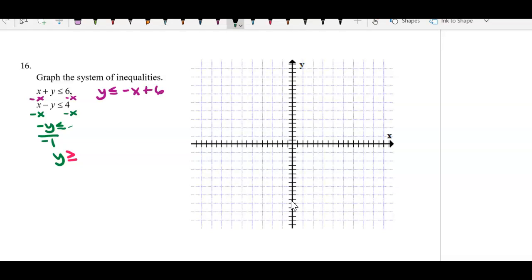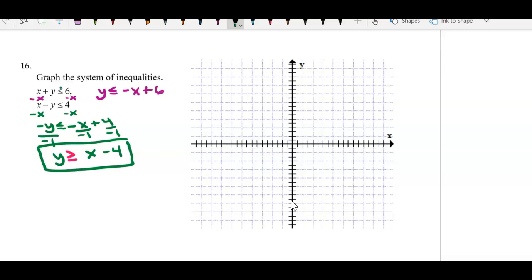That should be negative x plus 4. And divide both of those by negative 1. Alright, so we get, this is going to be positive x, and then minus 4. Okay, so then I'm going to have two different lines on here, and I've got to do some shading. Right?